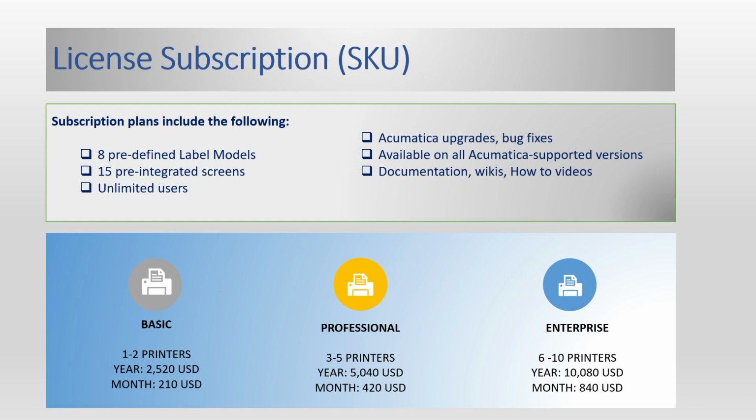Now there are 3 tiers to this subscription. There's the basic, professional, and enterprise. The basic subscription covers 1 to 2 printers and will cost you about 2.5 thousand USD. The professional will cover 3 to 5 printers that will be around 5,000 USD per year, and then the enterprise will cover 6 to 10 printers for $10,000 a year. Now, all of these yearly payments can be separated into monthly if you so desire.